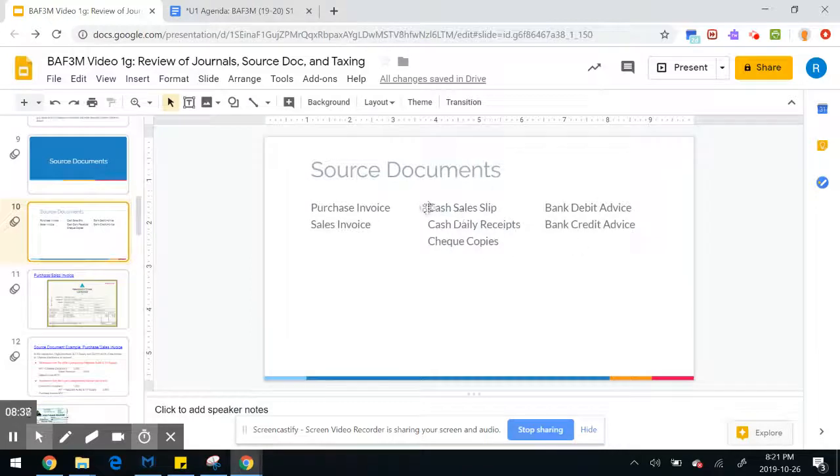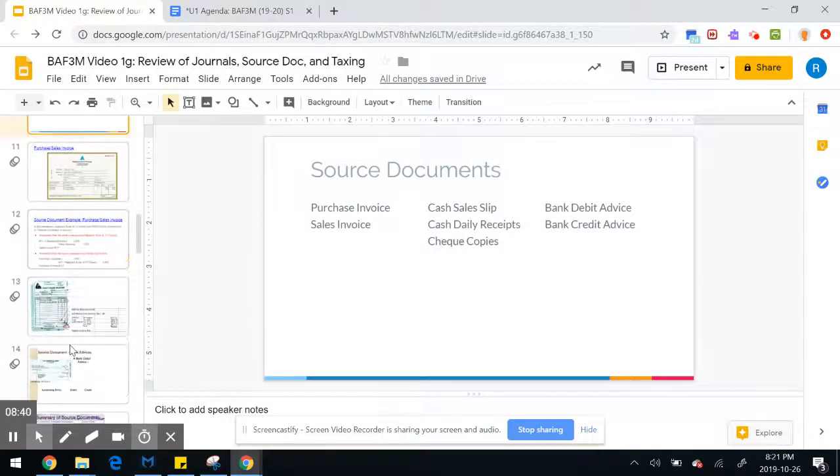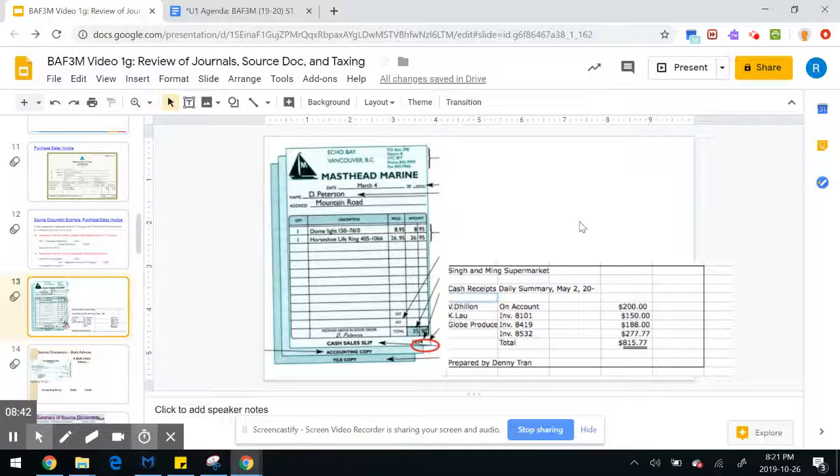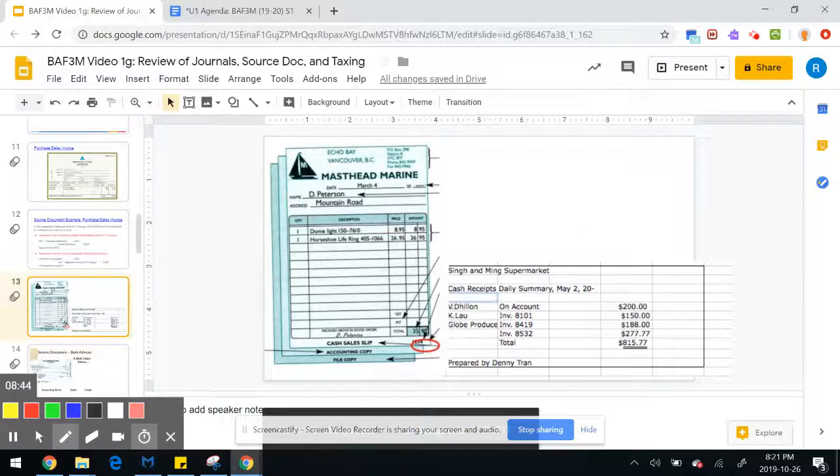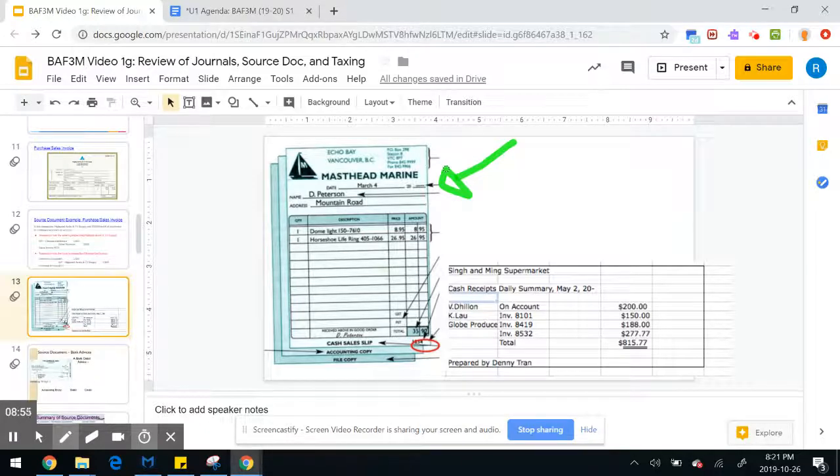So the second category, we have cash sales slip, cash daily receipts, and check copy. So let's go through what each one is. I'll show you an example or two. So let's do cash sales slip first. So this is a cash sales slip. A cash sales slip is a source document just recording a cash sale that was made. Very straightforward. As you learned in chapter 5, a cash sale is one of the easier things to journalize.